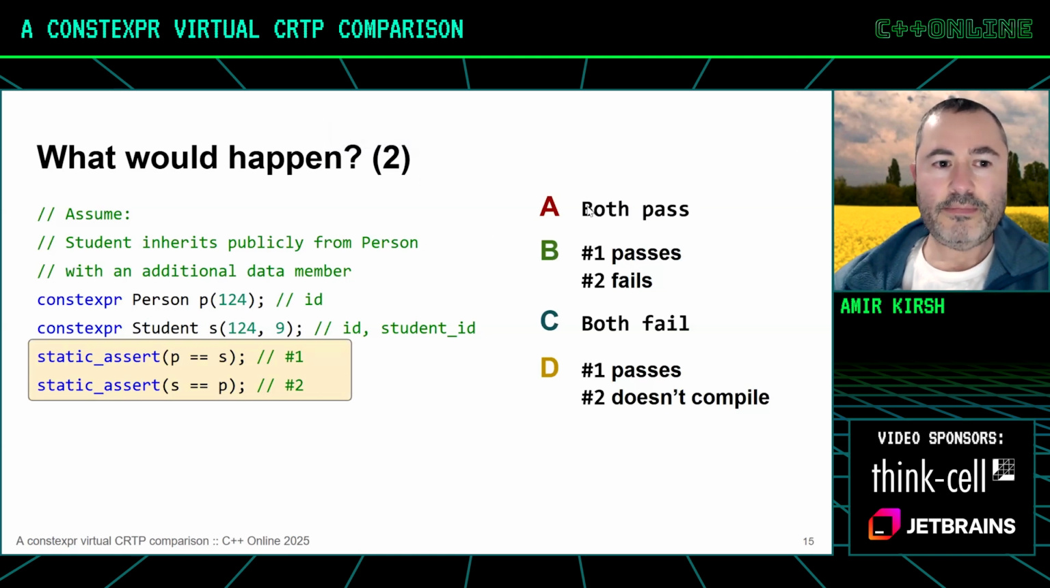Now we have a student which inherits from a person, but the student adds an additional attribute. Let's assume that the student also has a student ID, which doesn't have to be the same as the ID. It means that we also default the comparison for student, which may use the comparison of person, but it should have its own comparison. And now the question is whether these static asserts will pass, fail, or both.